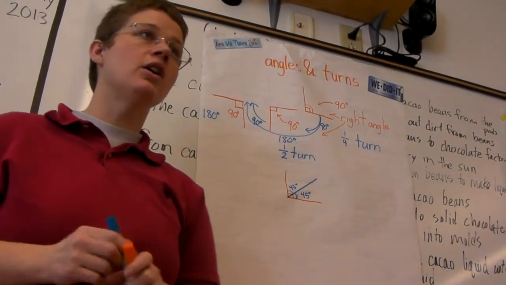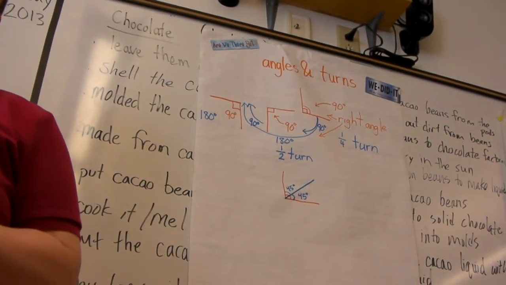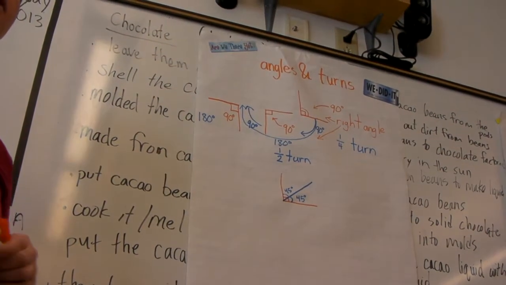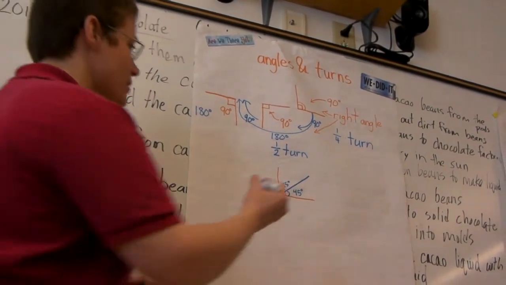Do you remember what we called those angles that were less than 90 degrees? Show me what the first letter is with your hands, if you remember. You're right, the first letter is A.